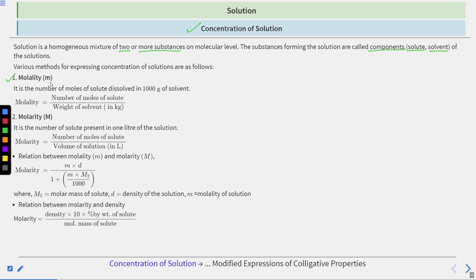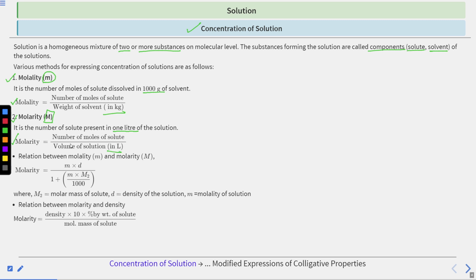First one is molality, represented by small m. It is the number of moles of solute dissolved in 1000 gram of solvent. So its formula is: molality equals number of moles of solute divided by the weight of solvent in kg. Unit is important here. Second term is molarity, represented by capital M. It is the number of moles of solute present in 1 liter of the solution. And its expression is: molarity equals number of moles of solute divided by the volume of solution in liter.